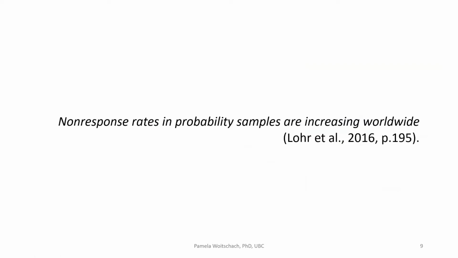Non-response rates in probability samples are increasing, said Lohr 2016. And in most cases, our ability to link data and have some kind of information for the non-respondents group is also increasing. When we have information for non-respondents, we are able to work with some non-response adjustment to reduce non-response bias.